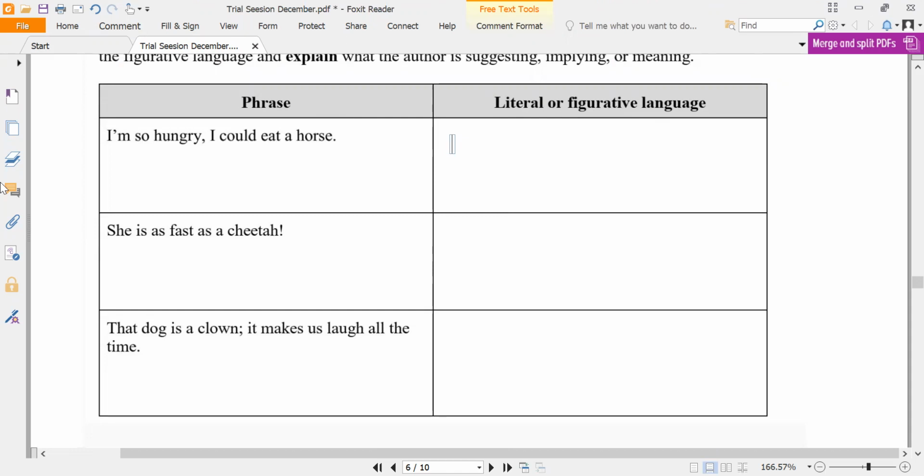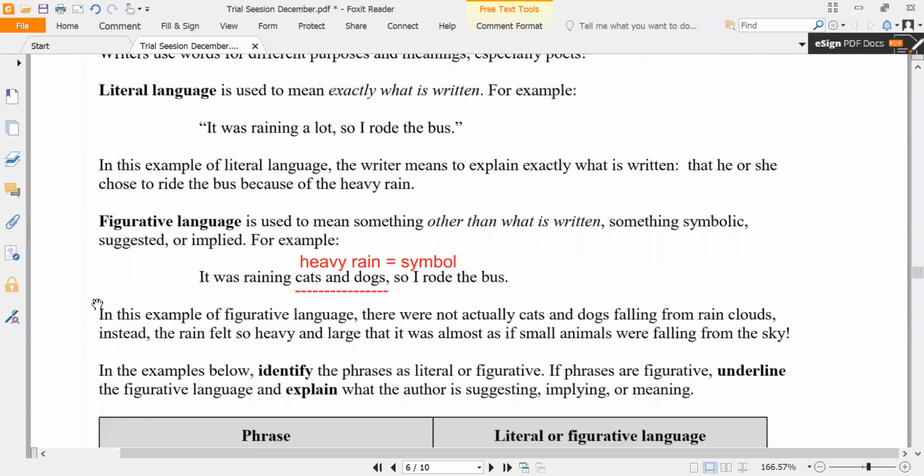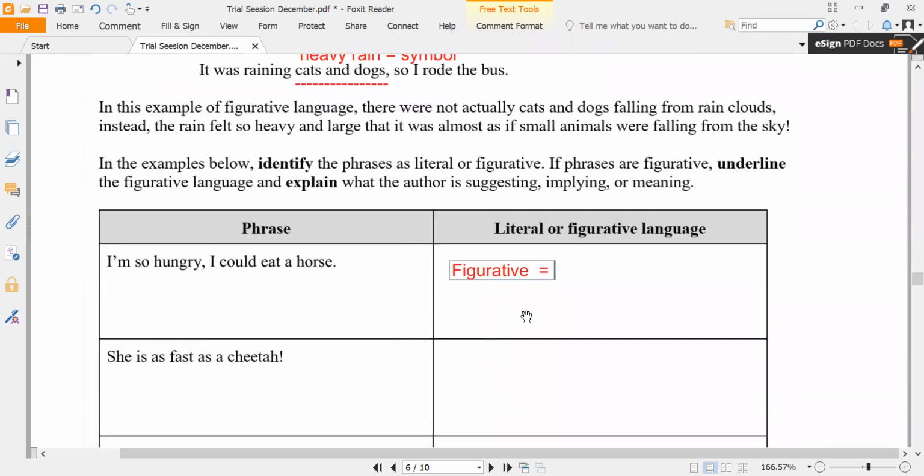Number one, read. He said here, I'm so hungry, I could eat a horse. This is what? Figurative language. Perfect. Let's explain this example as we did here. In this example, there was not actually cats and dogs falling from the clouds, but the rain felt so heavy and large that it's almost as if small animals were falling from the sky. The same we need to do here.